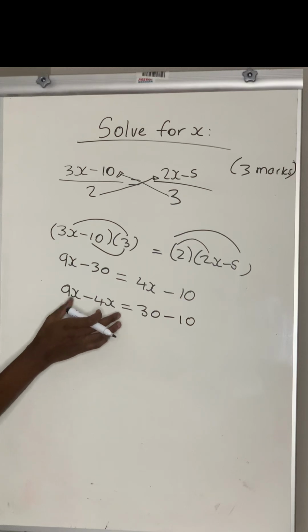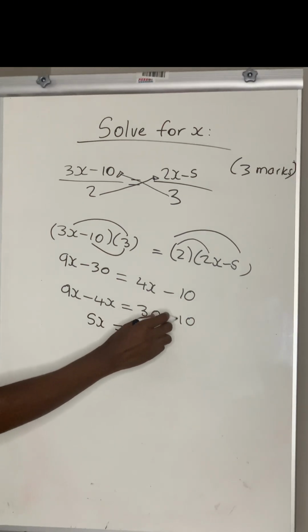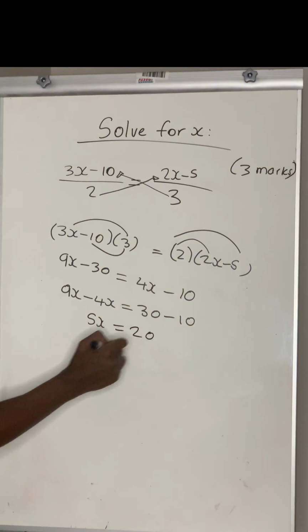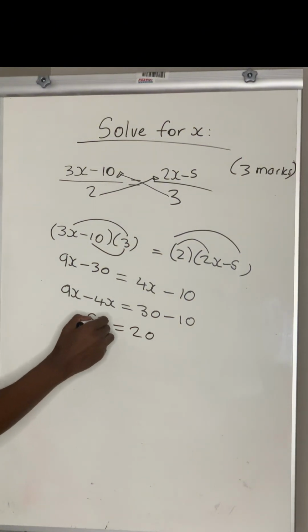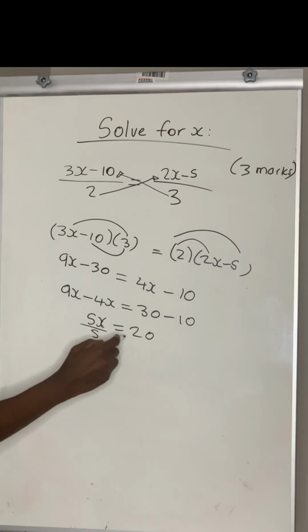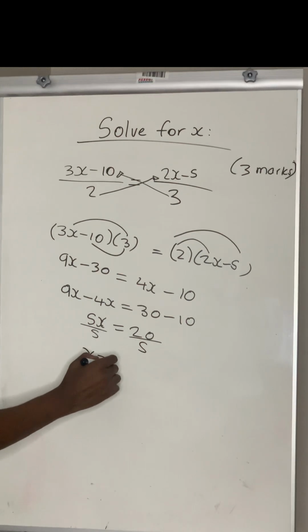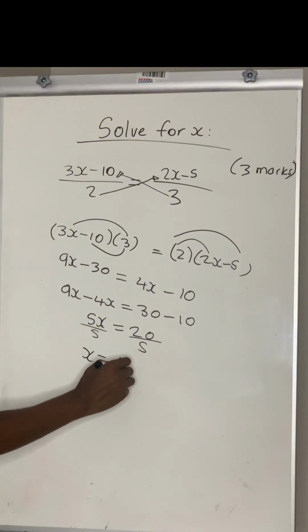Then 9x minus 4x is 5x, and 30 minus 10 is 20. But remember, we are trying to solve for x, not 5x. So we divide both sides by 5. x is equal to 20 divided by 5, that is simply 4.